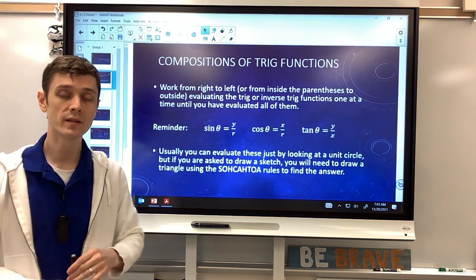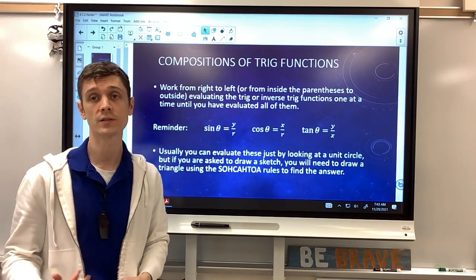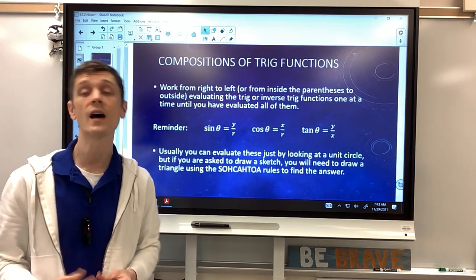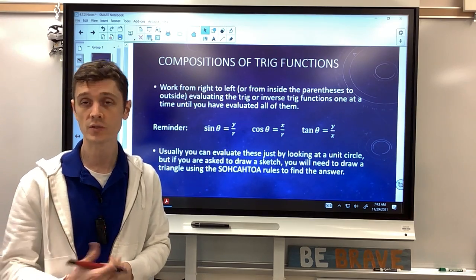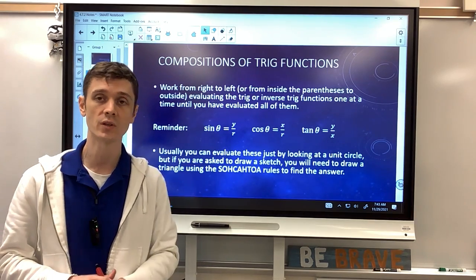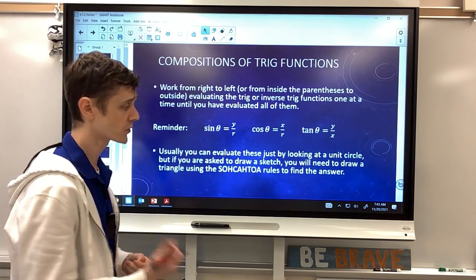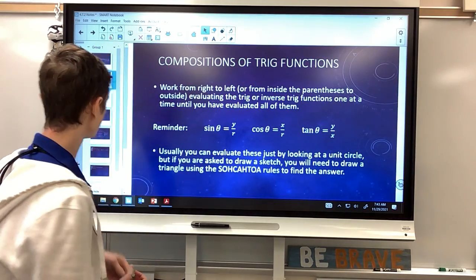Usually we can evaluate these composition of trig functions just by looking at the unit circle. However, sometimes they're going to give you angles or coordinates that are not on the unit circle, in which case we may need to use a calculator, or as I'll demonstrate later, we may need to draw a triangle ourselves and fill in the missing information using SOHCAHTOA and the Pythagorean theorem.